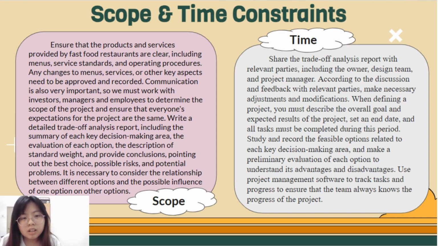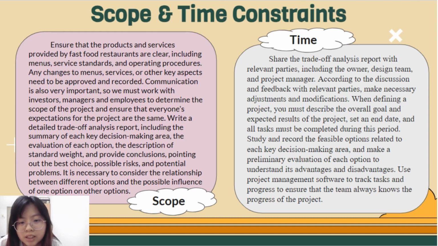Next one is scope and time constraints. Scope constraint is to ensure that the products and services provided by the fast food restaurant are clear, including the menu, service standard, and operation procedures. Any change to the menu, service, and all key assets needs to be approved and recorded. Communication is also very important, so we must work with investors, managers, and employees to determine the scope of the project and ensure that everyone's expectations for the project are the same.